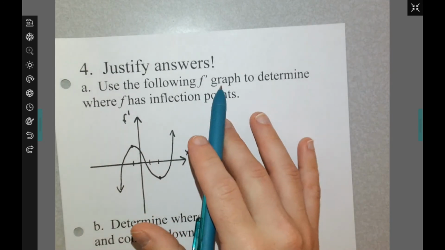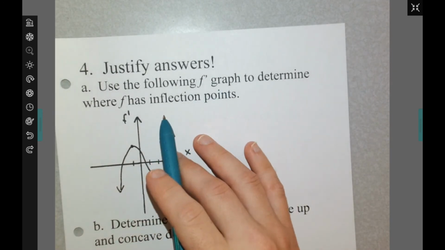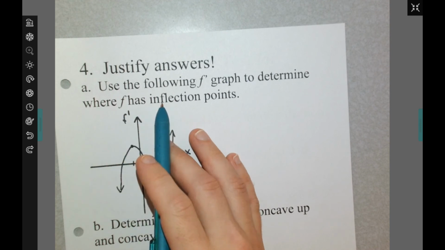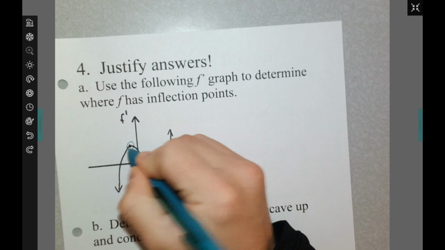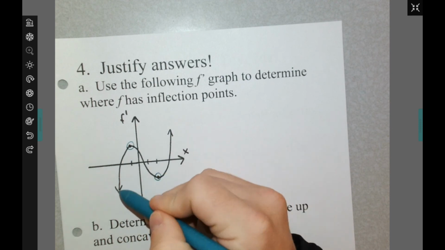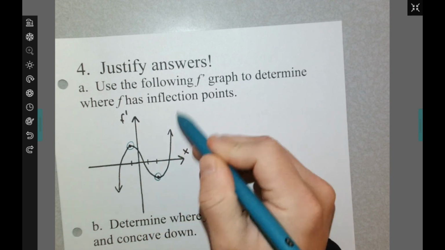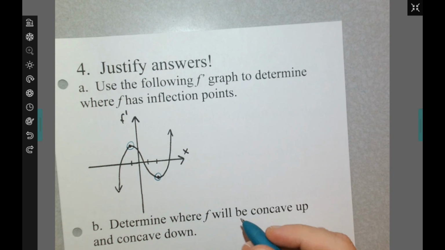So we want to use the following first derivative graph to determine where the original function f has inflection points. So we're looking at increase, decrease. Where does it change? It changes here, changes here. Okay, so I'm going from increase to decrease, decrease to increase. So we want to know the points of inflection.